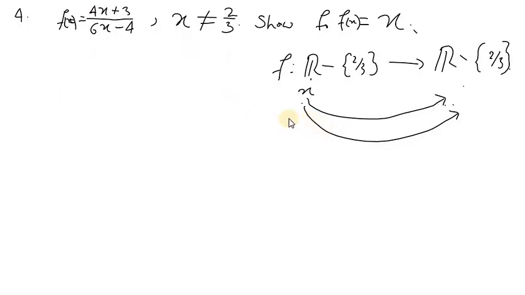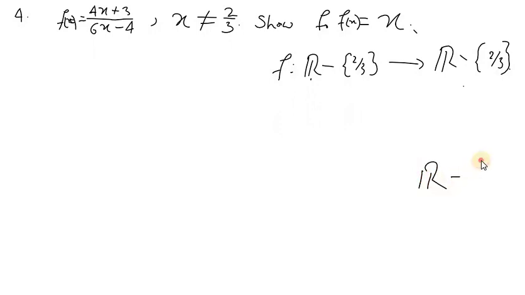Or it will be better if I just try to do it in a different way. So let's do it like this. I'll take r minus 2 by 3 here again. So we'll take it like this. This is also f. So f was here, here, here, so these two are both f. So I can take it like this, right?